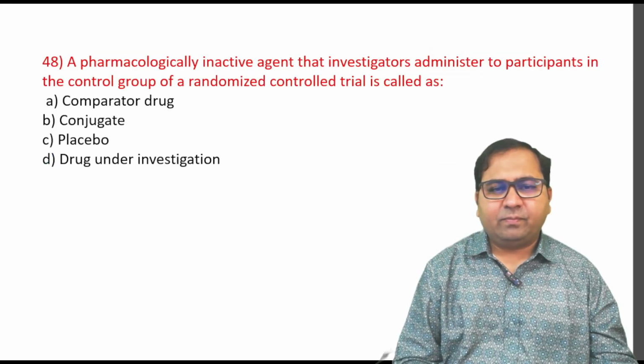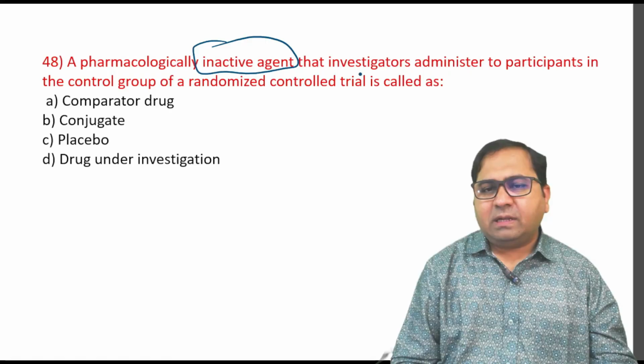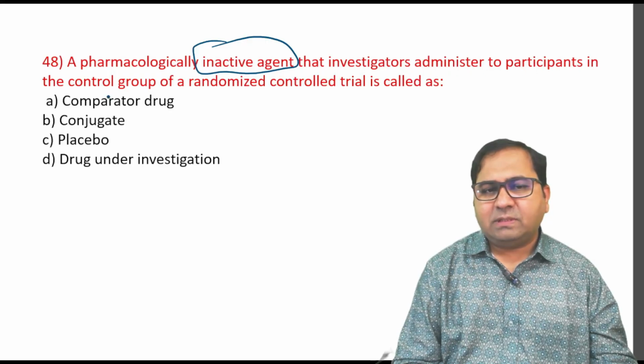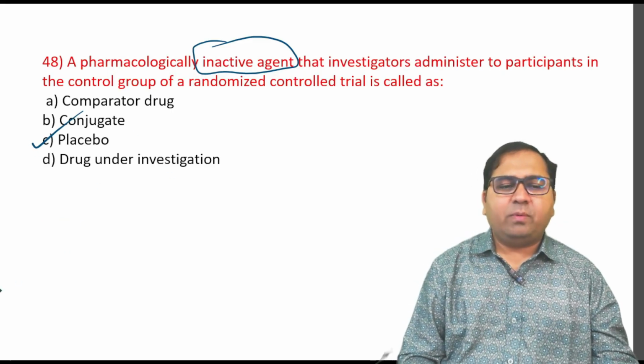Please remember this point. Next, a pharmacologically inactive agent that investigators administered to participants in the control group of a RCT is called as what? It is called as a placebo. We have seen previously. Directly, it is a definition of placebo. Then next.